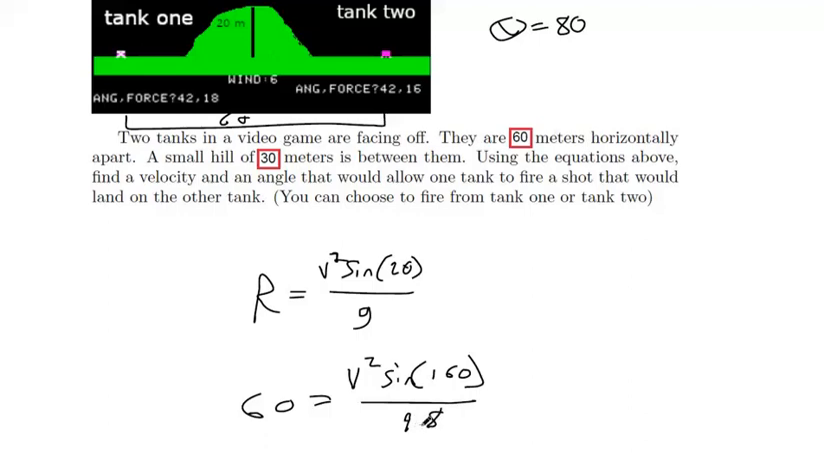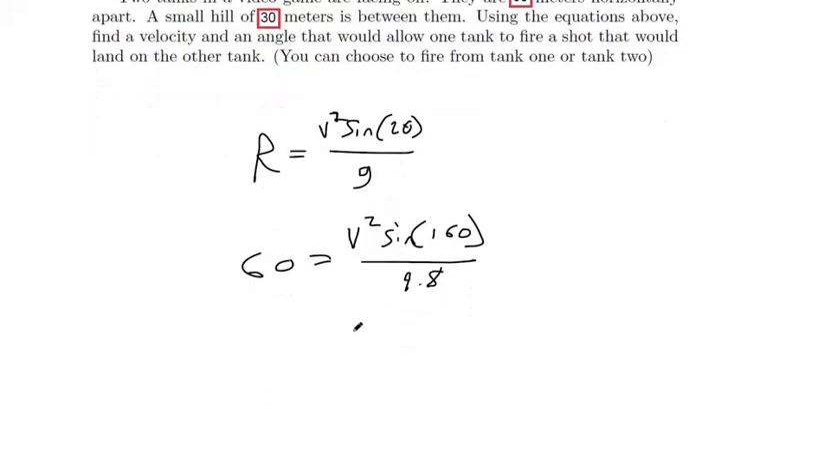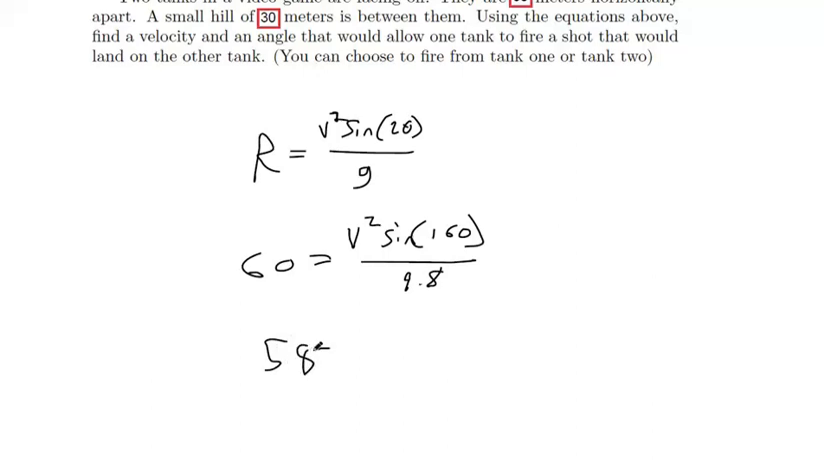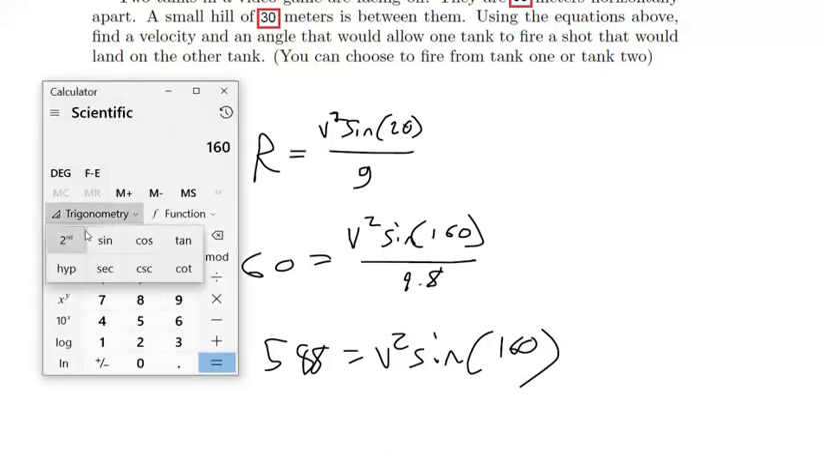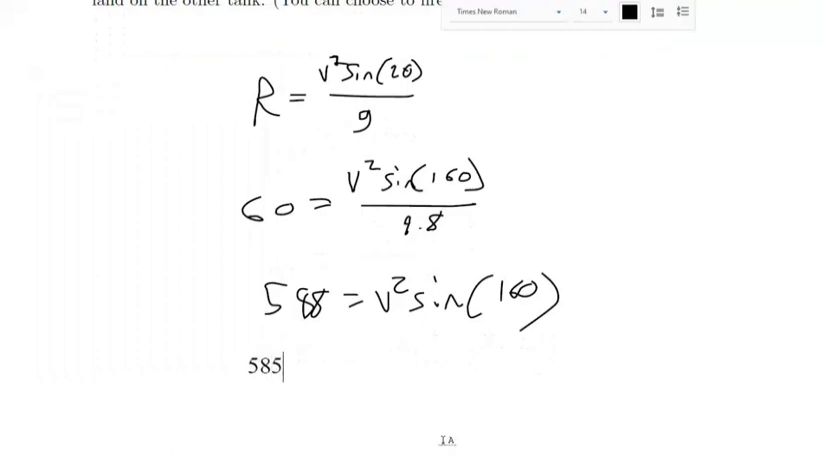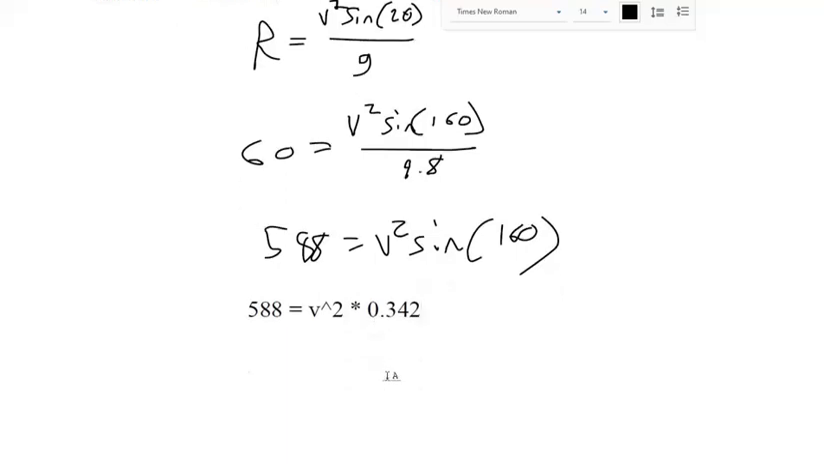Look, now I have something to solve for V. Okay, if I multiply both sides by 9.8, it's 588. We can figure out what sine of 160 is. 0.342. Everybody knows that, right? Right off the top of our heads. Just kidding. That's V squared times that stuff. So to get V squared by itself, I'm going to divide 0.342 from both sides.